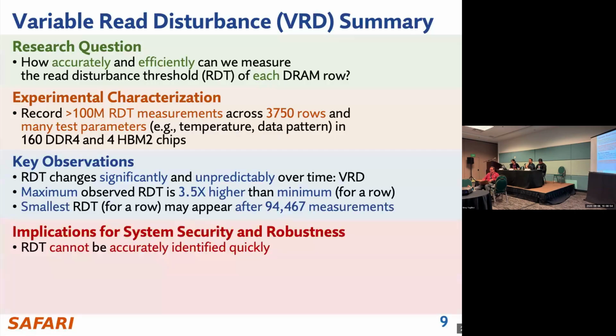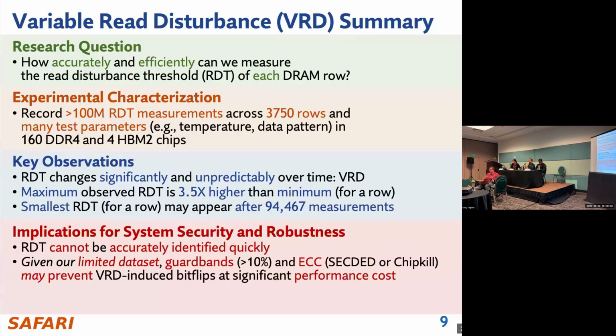So implications, essentially, RDT cannot be accurately identified quickly. And given our limited data set, even with this limited data set, you need to increase your guard bands, not more than 10%, but better to do it 20%. This is the guard band for RDT. And you want to use ECC. This may prevent variable read disturbance induced bit flips at significant performance cost, essentially. You get significant performance loss.